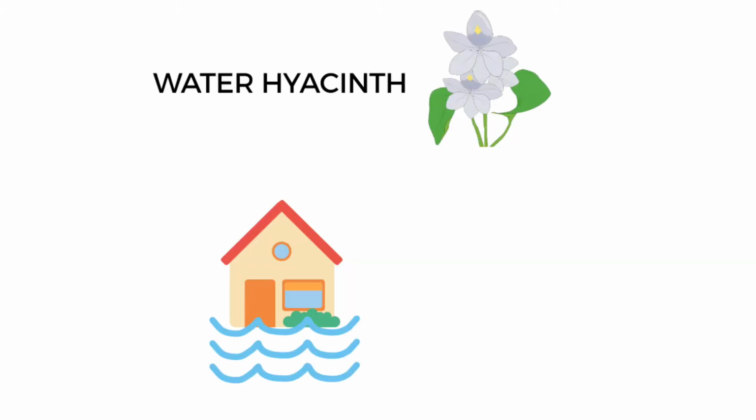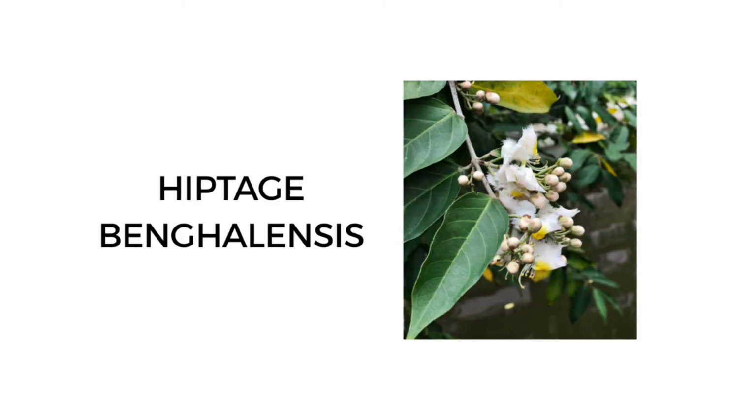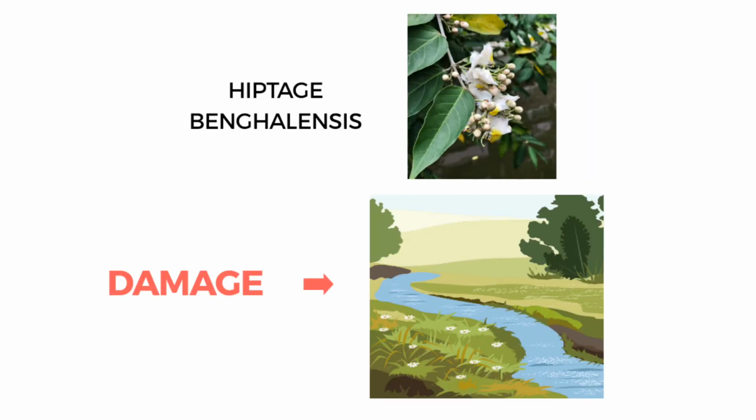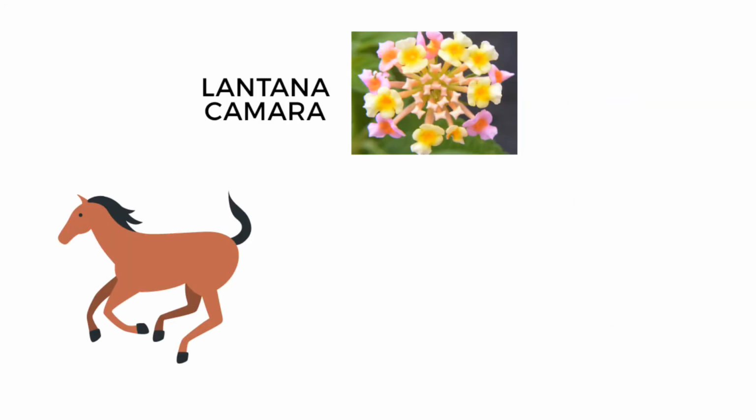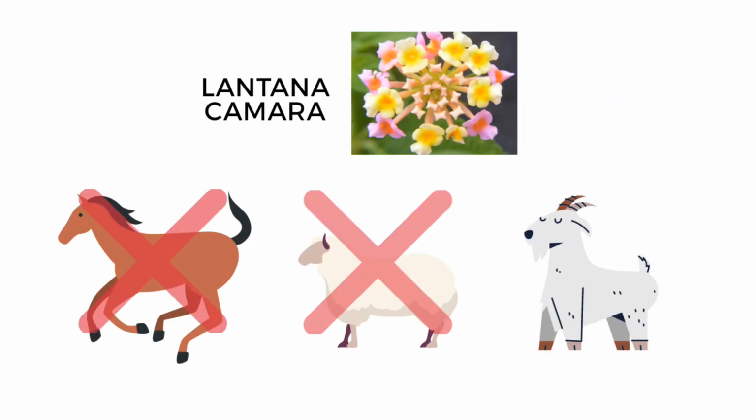As we all know, it causes flooding on rainy days. Hyptage benghalensis causes locally severe damage to the indigenous riparian habitat and the edges of cleared woodland. And lastly, Lantana camara. It's a poisonous flower that can kill horses, buffalo, sheep, and goats.